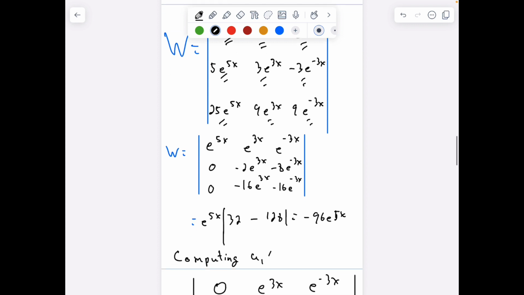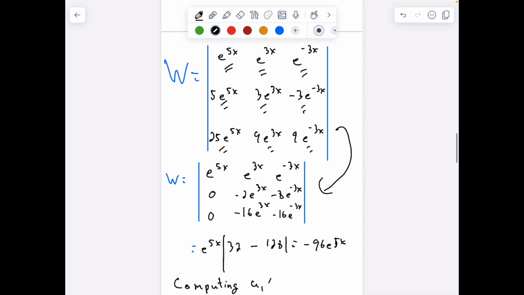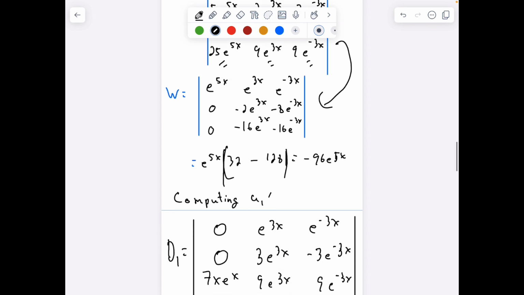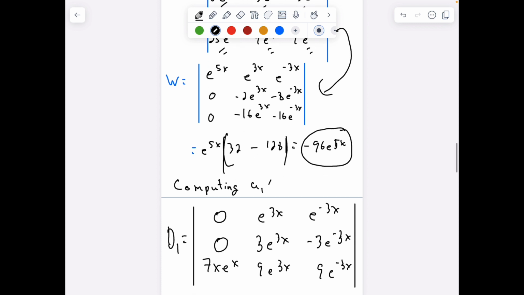And what I did from here to here was I used some row operations that we're allowed to use to find determinants. We have a rule that says if you multiply a row and then add it to another row, it doesn't affect the sign of the determinant. So that's what I did here in terms of making things a little easier for me. And then at the end of the day, when I did the determinant by expanding by the first column, you get minus 96 e to the 5x. And I would review determinants, of course, if you need to.